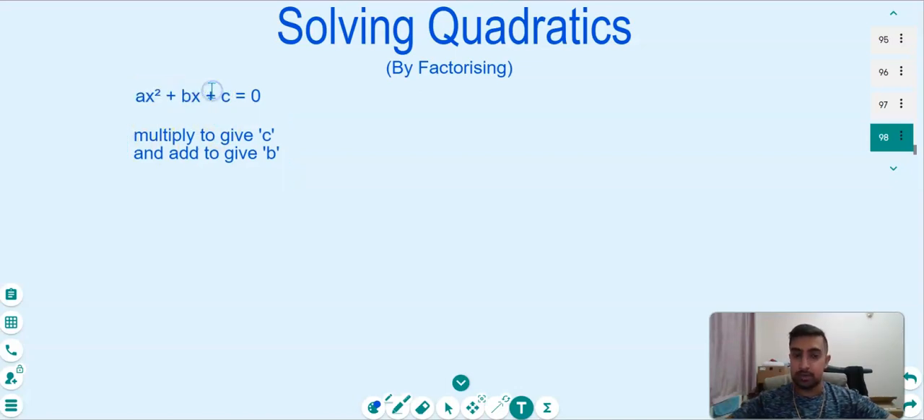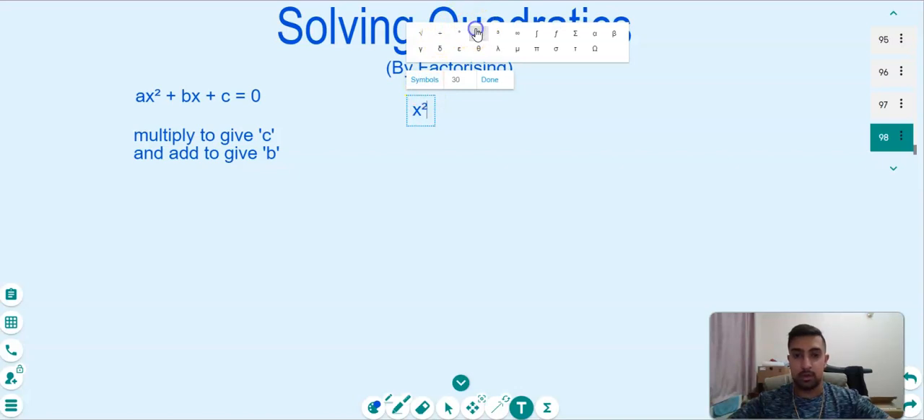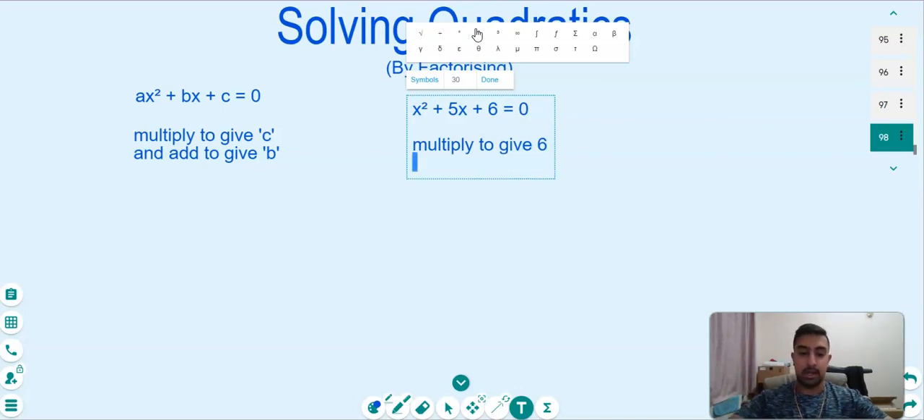There's not much else to it, but I understand this might be a little bit confusing, so let's take a look at an example. If, for example, we have an equation that says x squared plus 5x plus 6 equals 0, we need to find two numbers that multiply to give 6 and then also add to give 5. And so it might be obvious in this example.